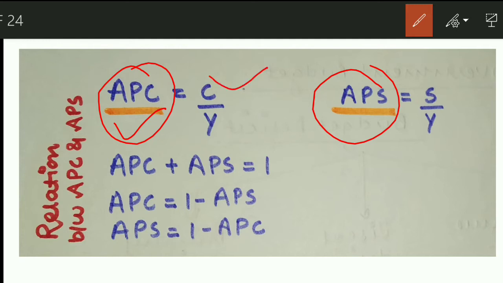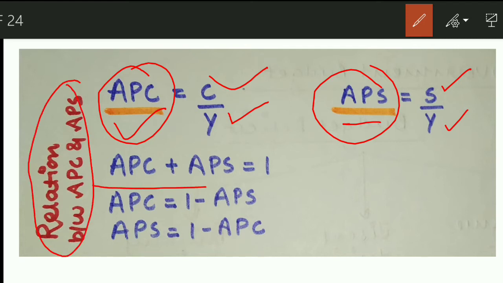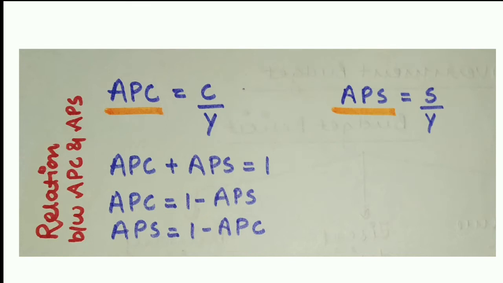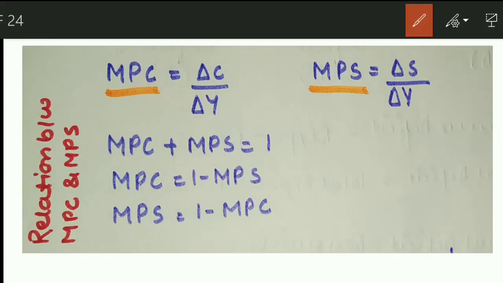I told you that APC, that is average propensity to consume, is total consumption upon total income, and average propensity to save is total saving upon total income. Alright, and the relationship between APC and APS is that APC plus APS is equal to 1. It can be written as this also, that APC is equal to 1 minus APS and APS is equal to 1 minus APC. Alright. Similarly, we did MPC and MPS also.